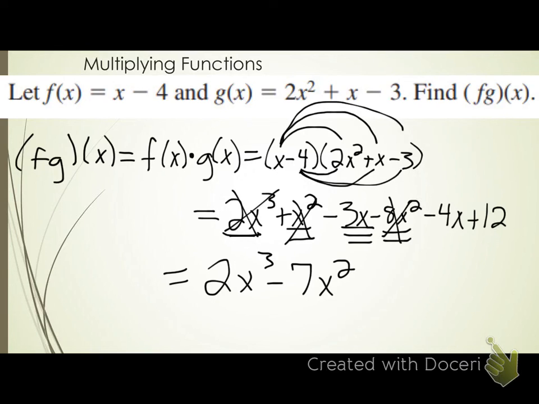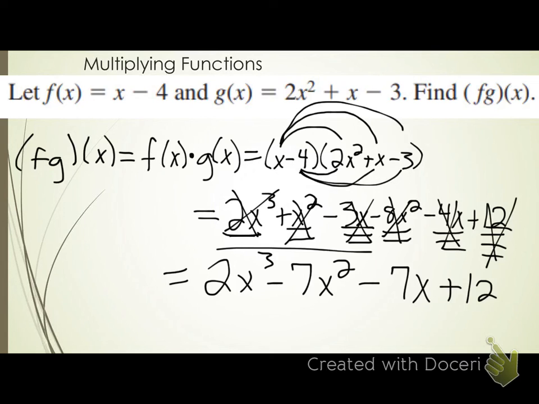Do I have any other x's besides negative 3x? Negative 4x. What's negative 3x minus 4x? Negative 7x. Do I have any other constants besides 12? No. Any other like terms to combine? Is this standard form? Yeah, is this my final answer? Yep. Questions on this example? 2x cubed minus 7x squared minus 7x plus 12 is f times g of x. We good?